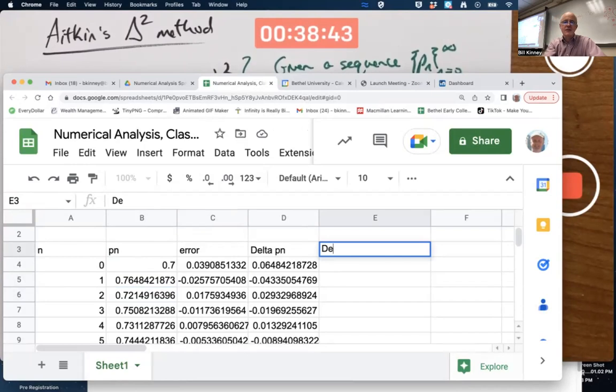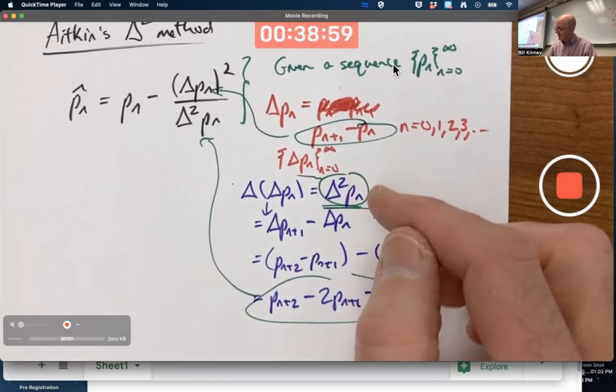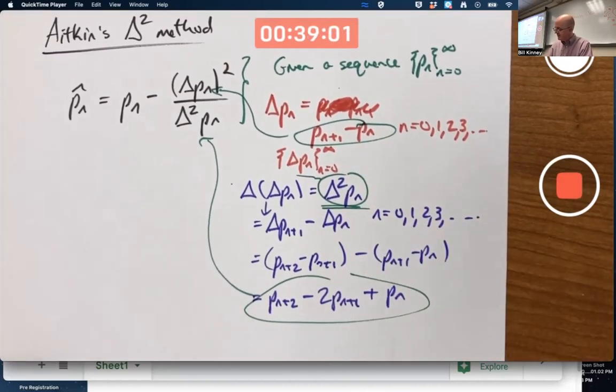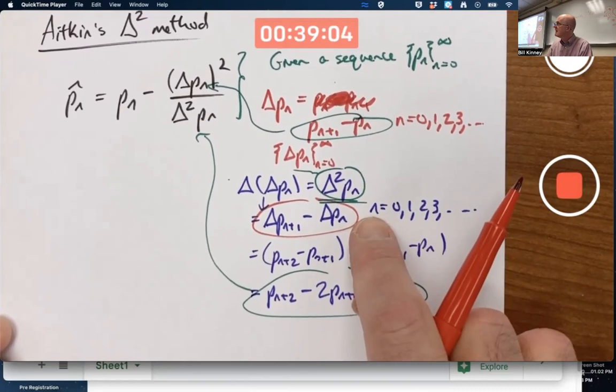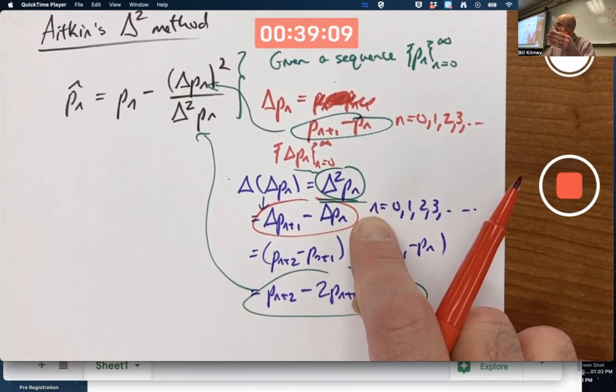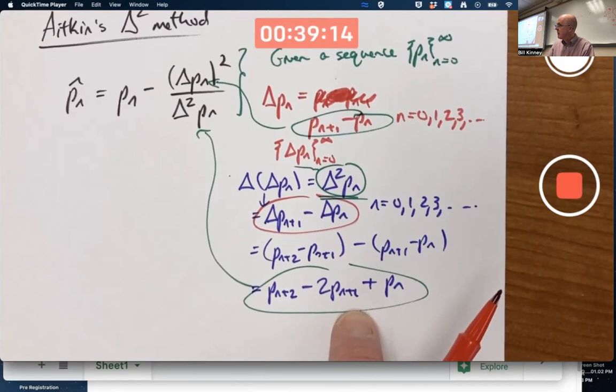How about delta squared Pn? There's two ways I could do the formula. One way is to think of it like that right there. Take the sequence, the column that I just made, and apply the same idea. Another way is to think of it that way, the simplified form in terms of the original sequence. Let's do it both ways and see that we get the same thing.